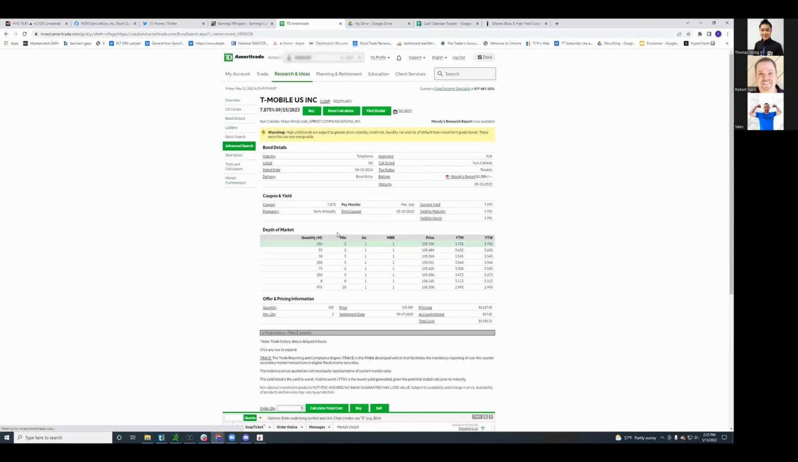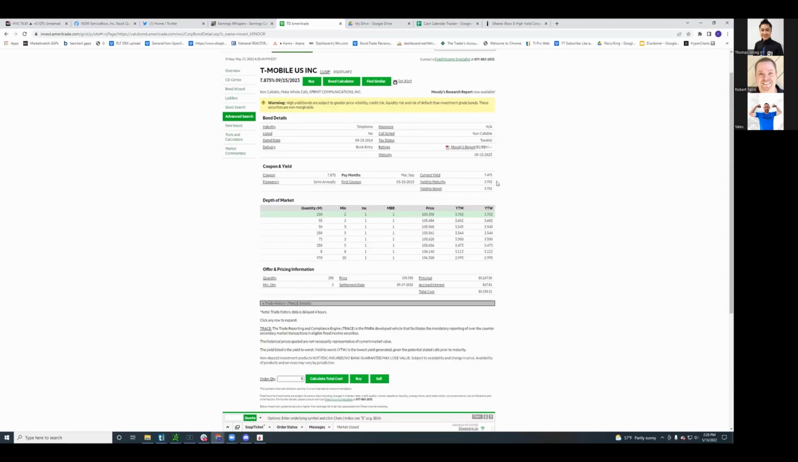So let's click on this. And so this is going to tell you, okay, this was initially issued in 2014. It is not callable. It is taxable. Right now, the coupon is 7.875. So the current yield is 7.475. Yield to maturity, because this thing matures in like a year and a half, is a little bit lower because most of this has already gone by, right? It's 8 years almost, 7.5 have gone by.